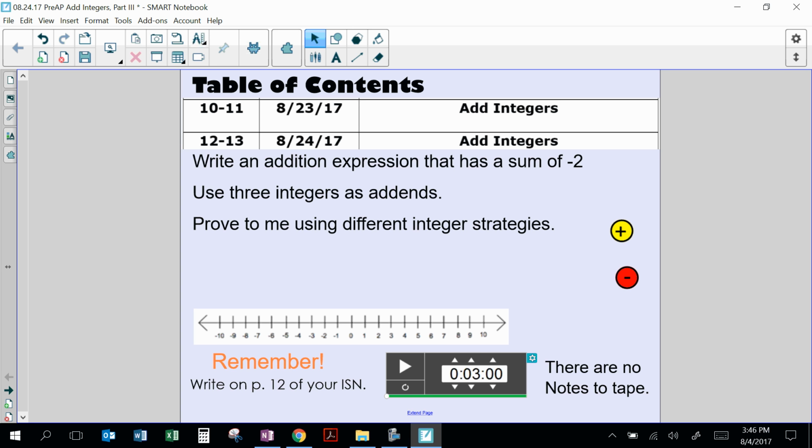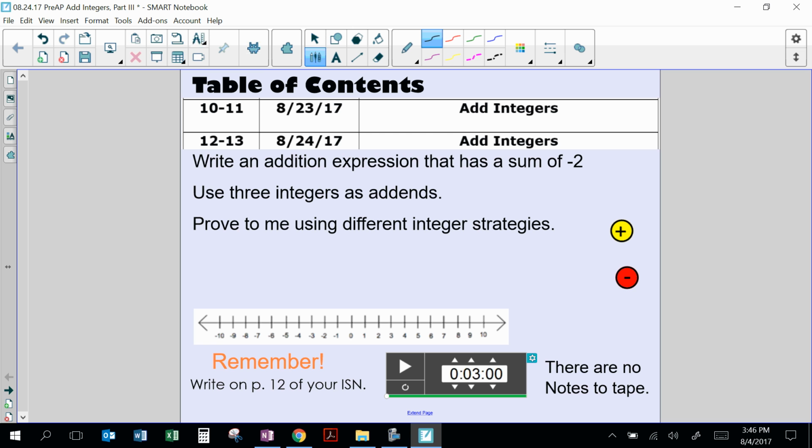Let's look at our number routine. Write an addition expression that has a sum of -2. Use 3 integers as addends. Prove to me using different integer strategies. So I need to have a sum of -2.